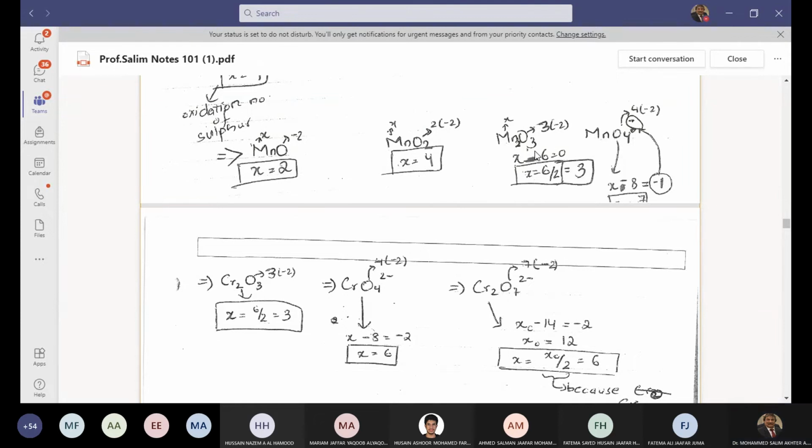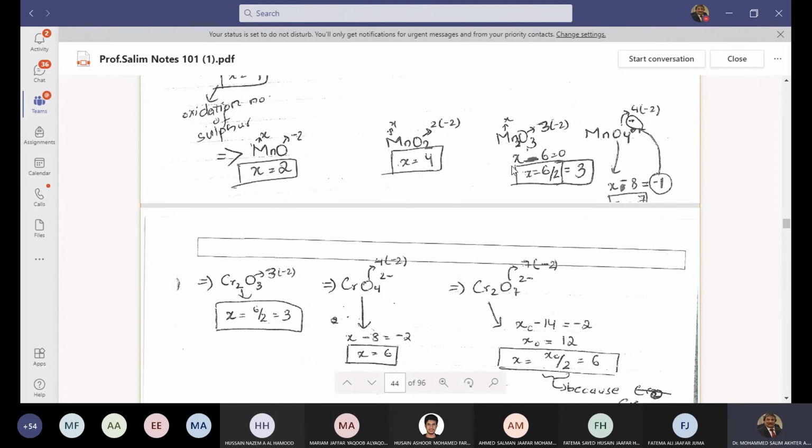Mn2O3. What is the oxidation number for oxygen? -2. So 3 times -2 will be -6. Here, how many X do I have? 2. So put 2 here. This is wrong, please write down 2x here. 2x minus 6 will be equal to 0. So x will be plus 3.